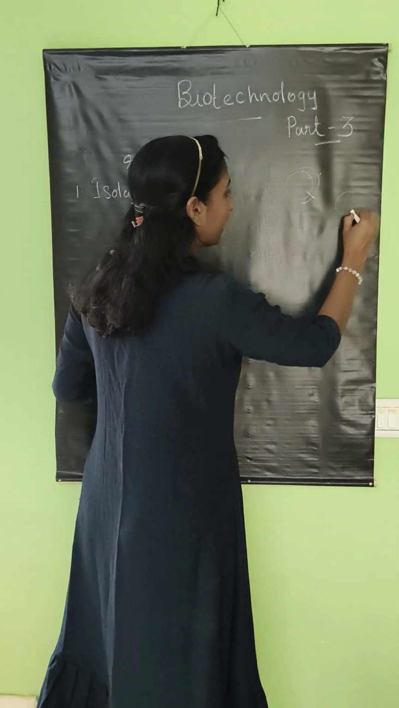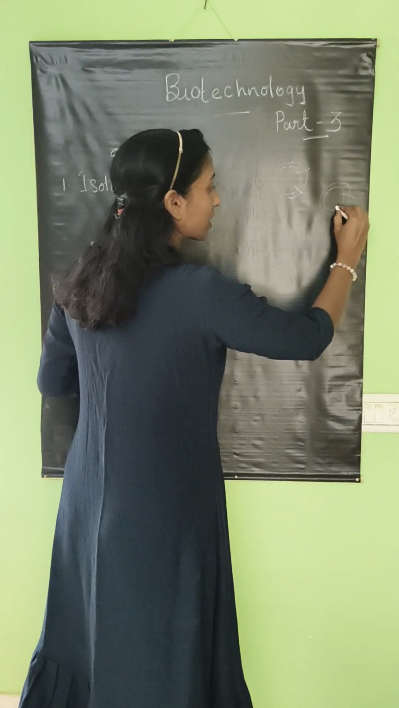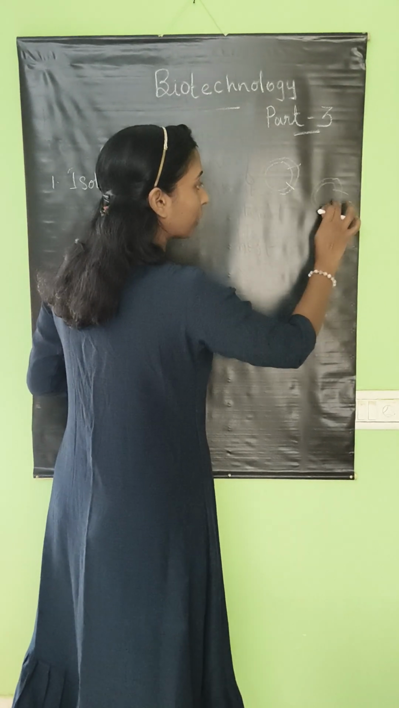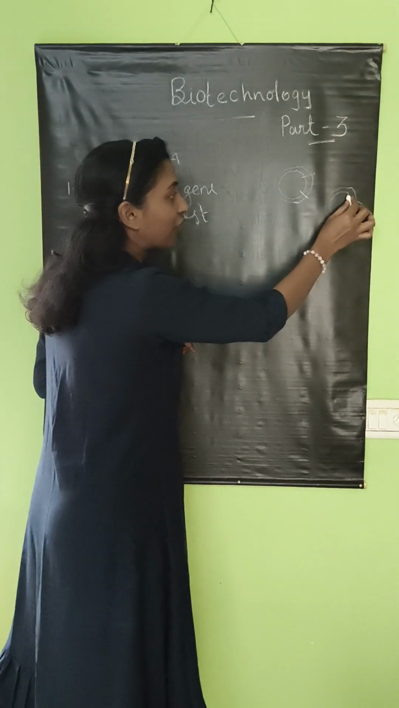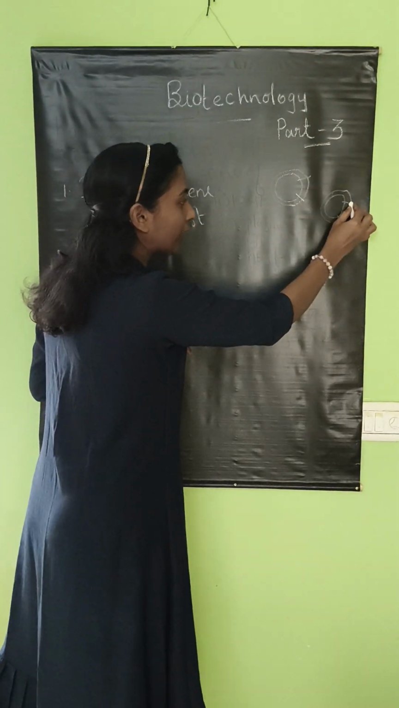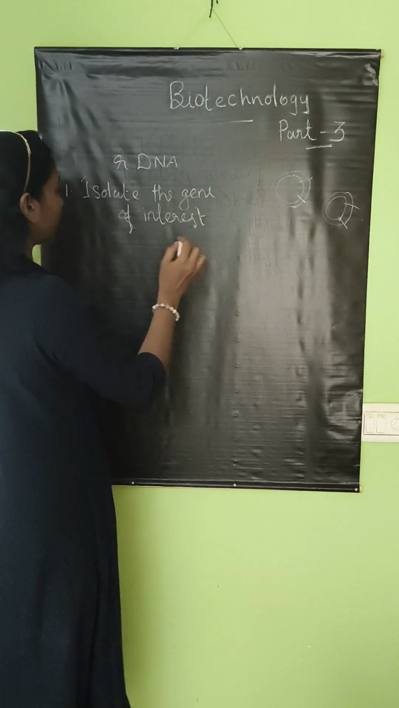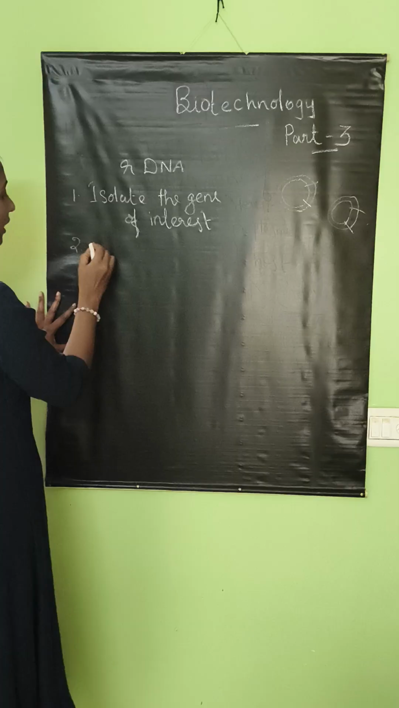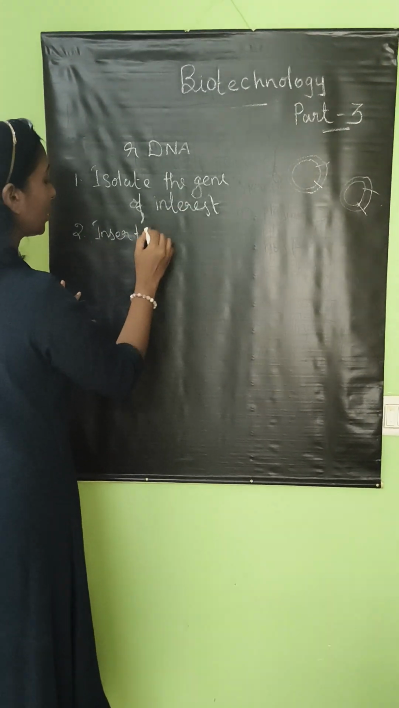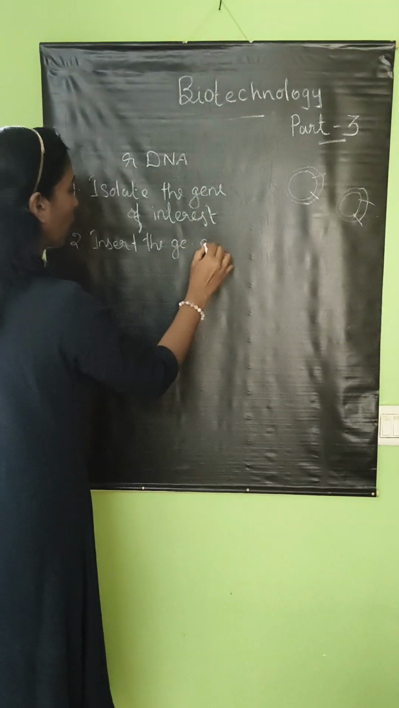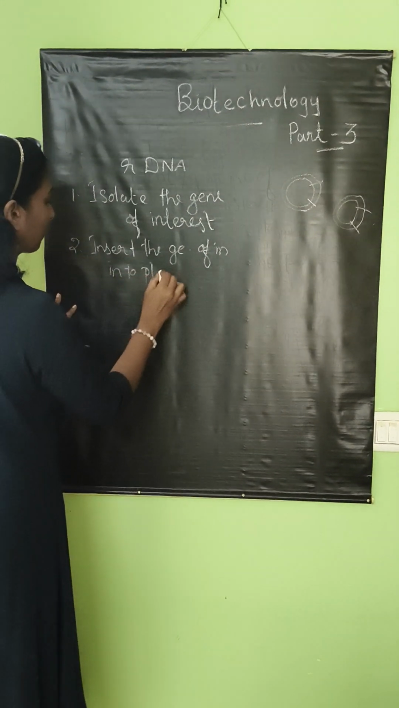This is another extra chromosomal, circular chromosomal part. Here the same part we have to cut out, and this, our gene of interest, we have to join here. With the help of molecular glue, we have to join here. So that is the second step, we can understand: insert the gene of interest into the plasmid.